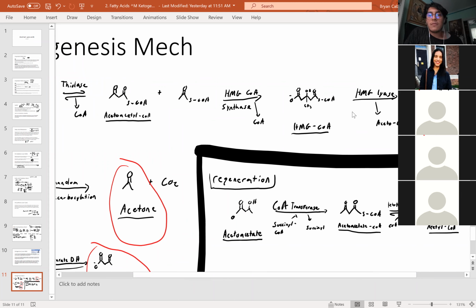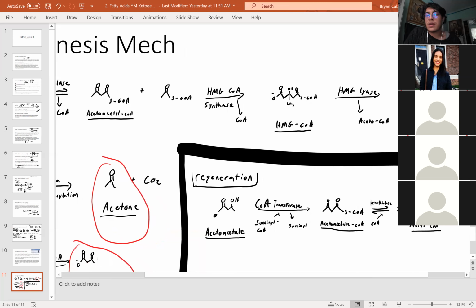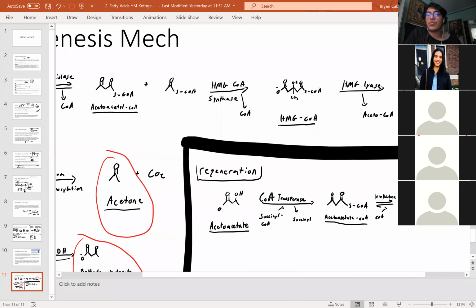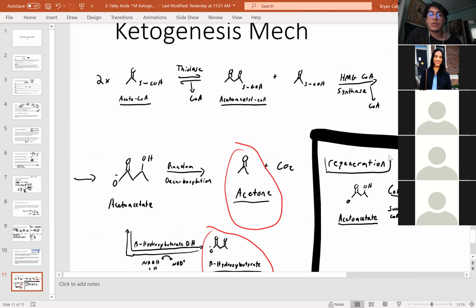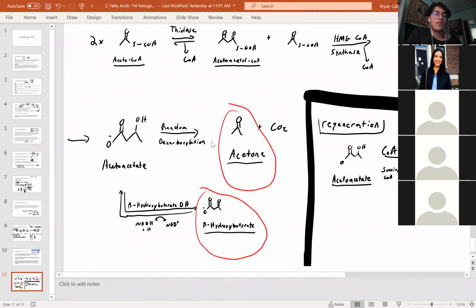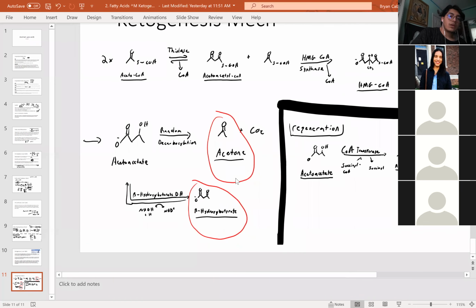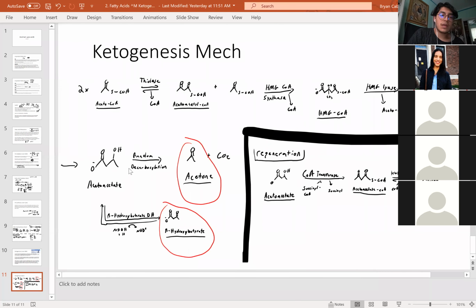So from HMG-CoA, you use HMG lyase. Lyase is used to cut. The acetyl-CoA is going to be bouncing, and then you're going to be getting acetoacetate as one of your ketone bodies. So acetoacetate is used to form every other ketone body. If you randomly decarboxylate this acetoacetate, so if you take this carbon and these two oxygens producing carbon dioxide, and if you oxidize this OH group, what you'll be left with is an acetone. That's one of your ketone bodies.